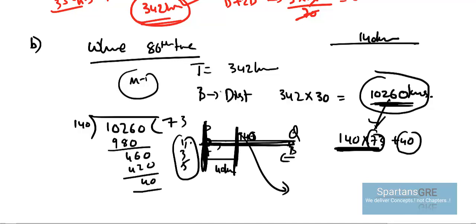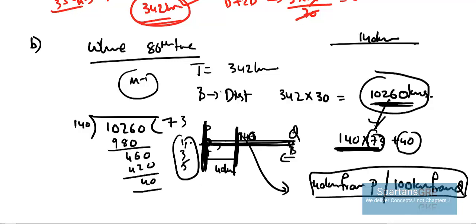Where will the 86th meeting take place? It is 40 kilometers from A or from P, or you can also say 100 kilometers from Q. That's it. So this will be your answer for this question.